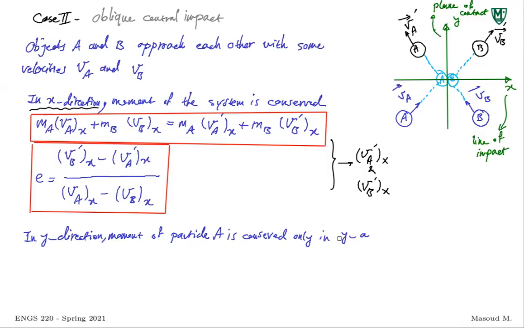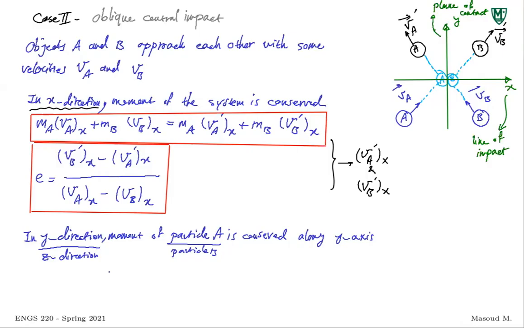No, conserved along, let's put it this way. Conserved along the y-axis. And this particle A, you can write it as particle B. They're just the same story. And y direction, you can write it as z direction. Right? There is no impact.